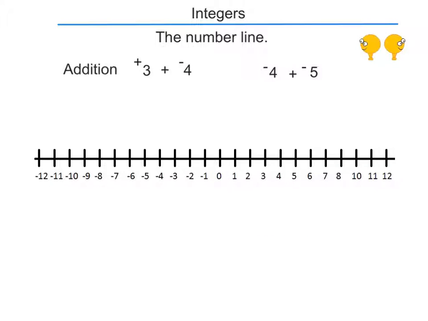We use number lines to show integers and to show positive and negative values. On this number line, you can see that in the middle is 0, to the right is positive, and to the left is negative.